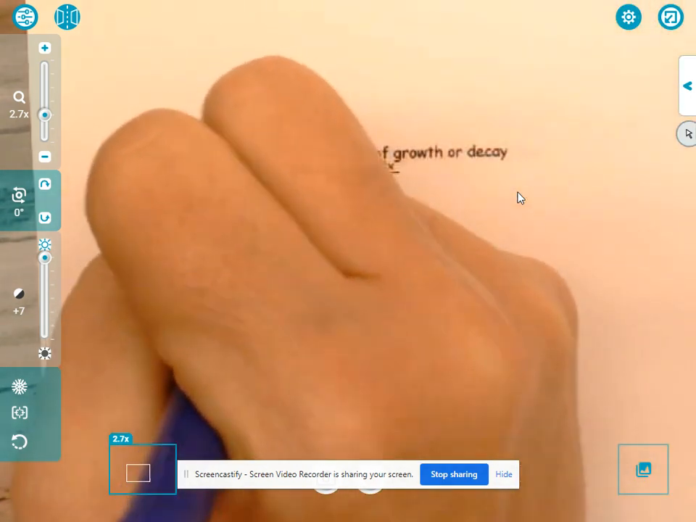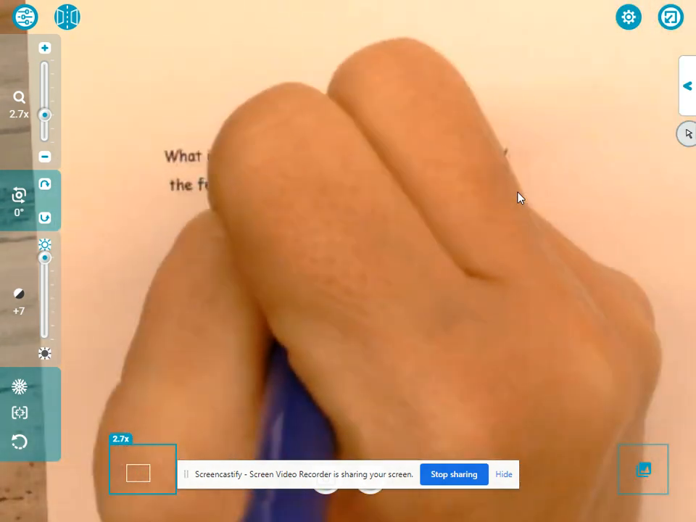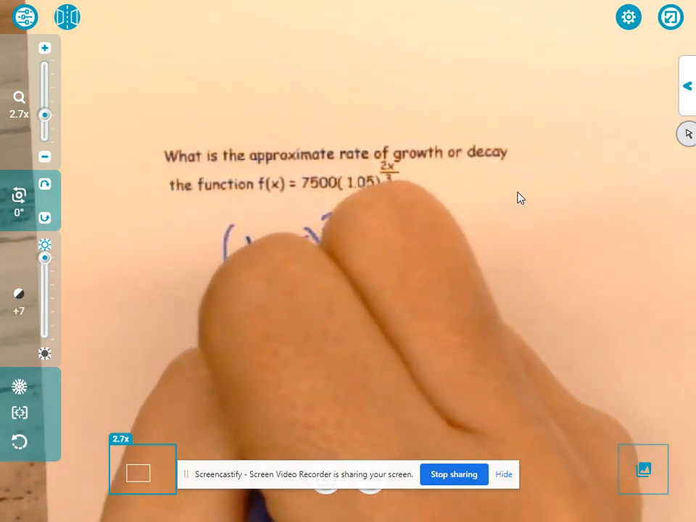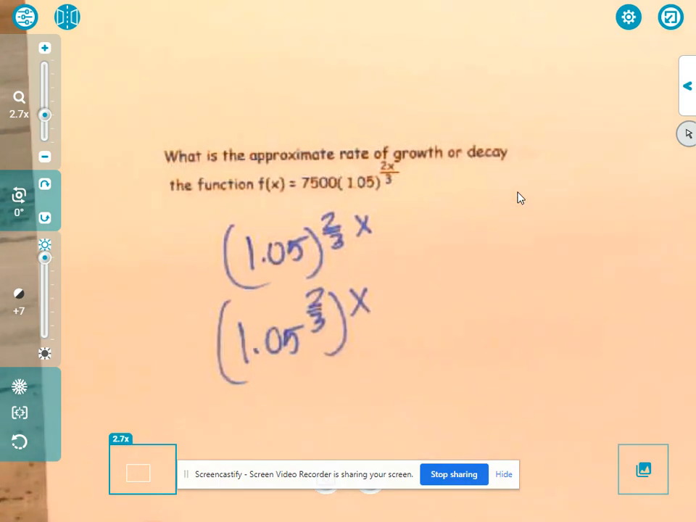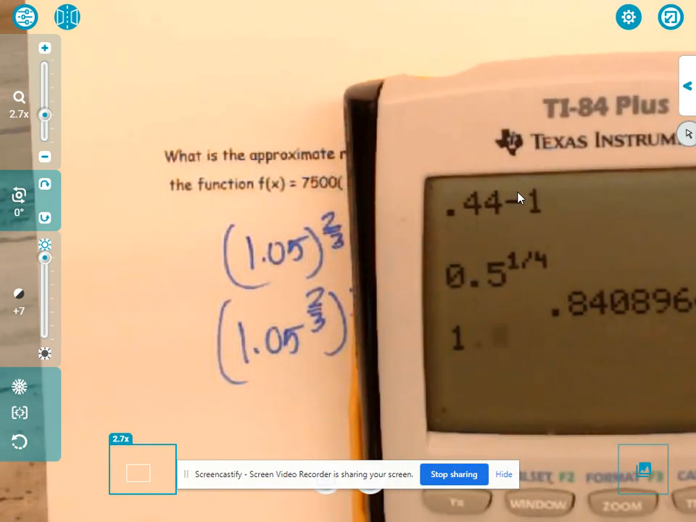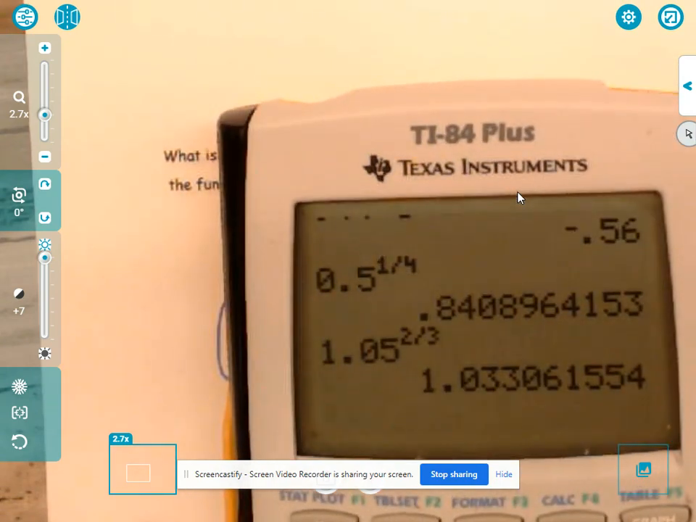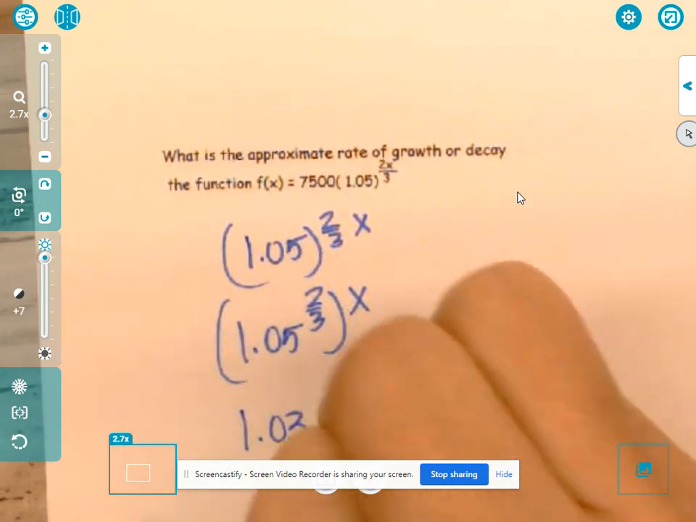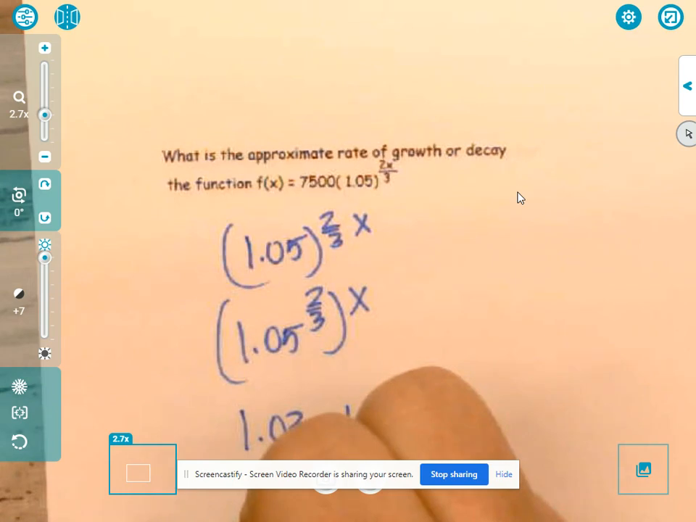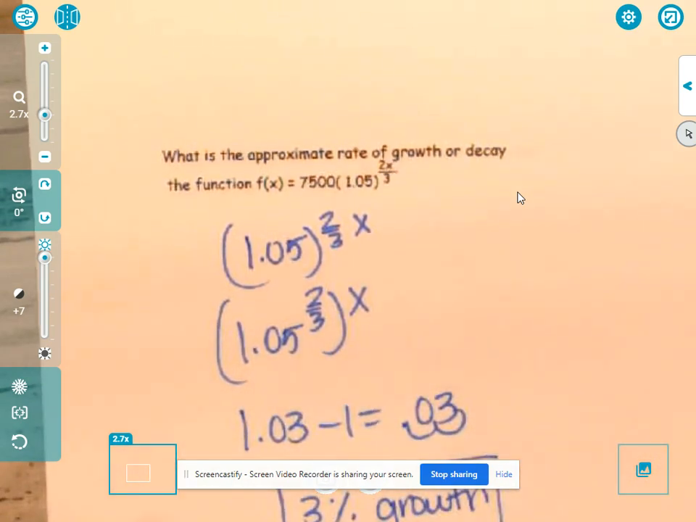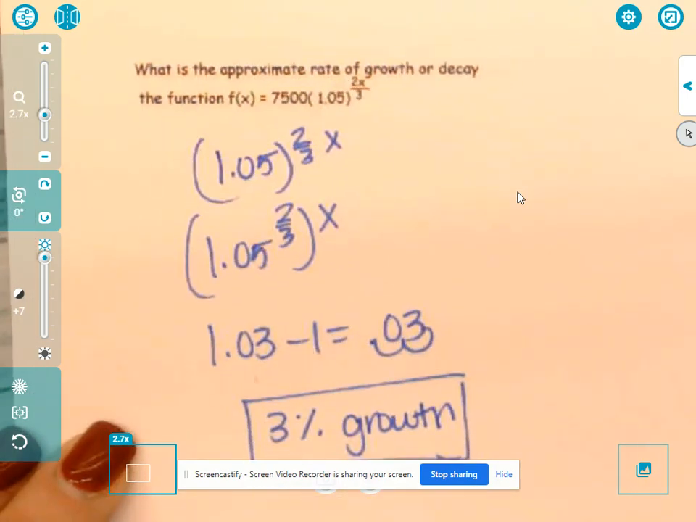Okay, we're going to do the same thing here. So I'm going to jump right here. So it's going to be 1.05 to the 2/3 x. So I'm going to move that 2/3 inside with my 1.05, and that's what I'm going to calculate: 1.05 raised to the 2/3 power. So that's going to give me 1.03. I'm going to subtract my 1, which leaves me 0.03, which is a 3% growth.